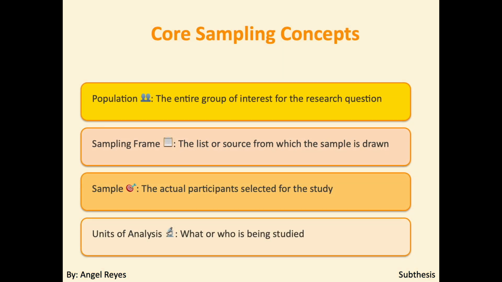The essential concepts: population, the entire group you're studying; sampling frame, your actual list of potential participants; sample, who you actually study; units of analysis, what you're making claims about. These distinctions matter because they determine what conclusions you can draw from your research.